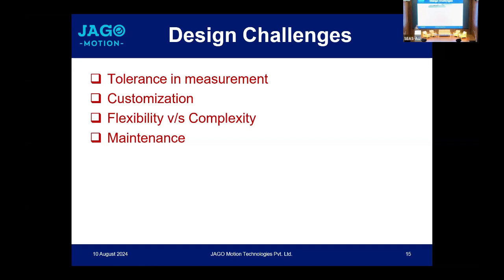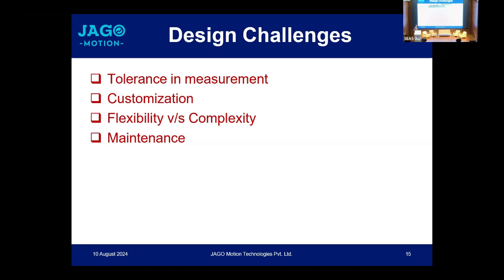Customization comes subsequent to the tolerance. Different people have different habits of walking, living, sleeping. So what they want, the customization, is not there, or whoever is supplying it, customization is essentially missing. People take measurements in the workshop and try to say it is customized, but it is not truly customized. Flexibility versus complexity.